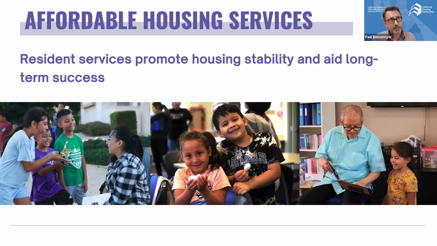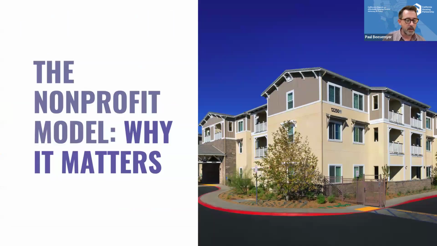And as tenant incomes are lower and lower, the less money people have, the more important services typically are to maintaining housing stability over time. And in general, areas of service would typically focus on education outcomes for kids and teens, economic mobility over time, senior health and wellness, and also independence and stability. Next slide, please. So that's affordable housing writ large, and I want to drill a little further into the nonprofit affordable housing model and why it matters. Next slide, please.